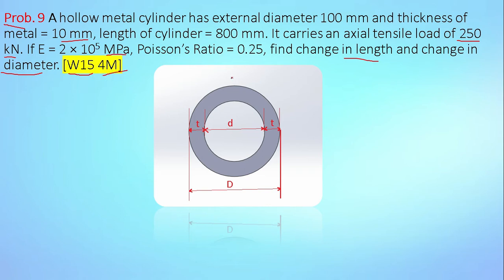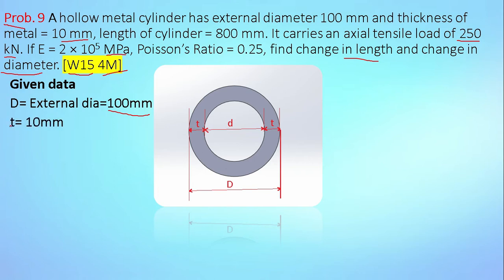In this problem, the figure is not given. For your understanding, I have drawn the figure here. It is not necessary to draw this figure in the exam. So first of all, we will find out the given data. Let capital D be the external diameter, which is equal to 100 mm, and the thickness is 10 mm.